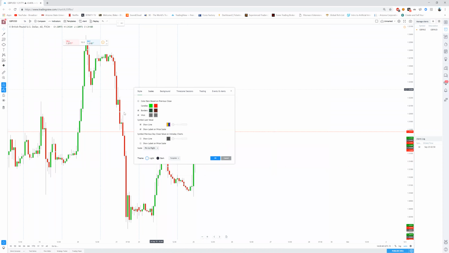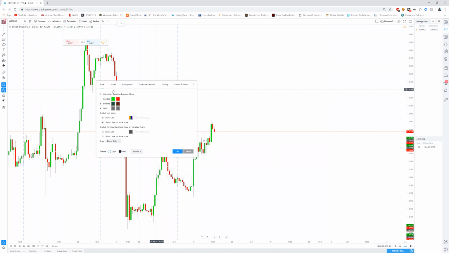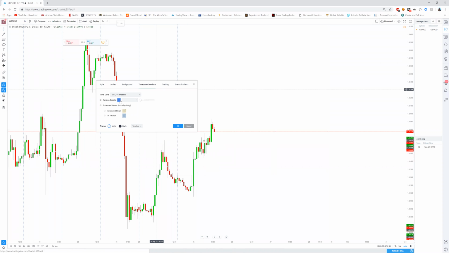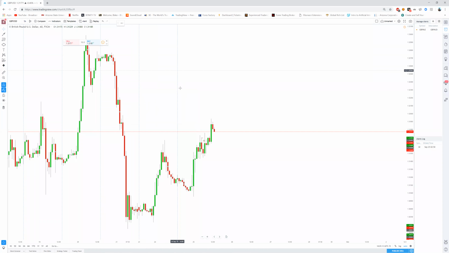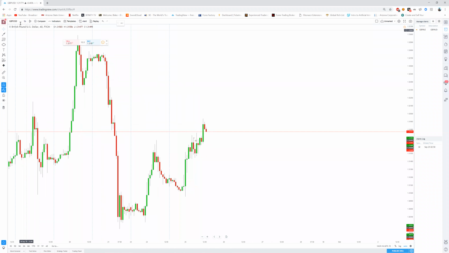It's pretty easy. You just go to settings, and then I believe it's time zone session. Yeah, session breaks. So you put in the time zone that you have, and then you click on the check mark for the session breaks. You can choose a color you like. I like the blue dotted lines, but feel free to choose any color you like. And then you just press OK, and then you should have the blue dotted lines. So I'm not sure why this one isn't showing up yet.